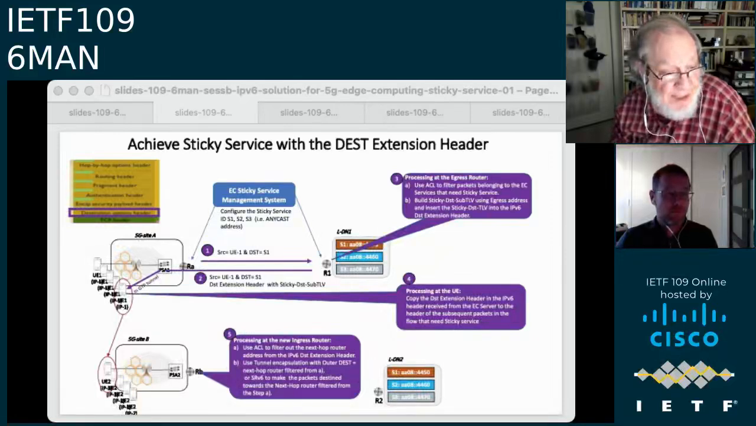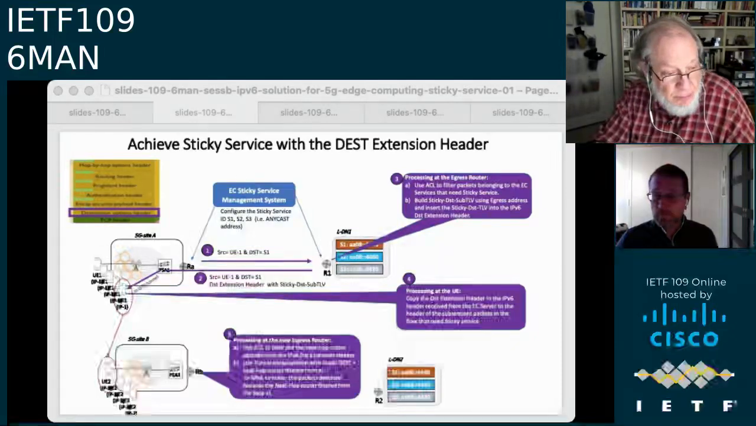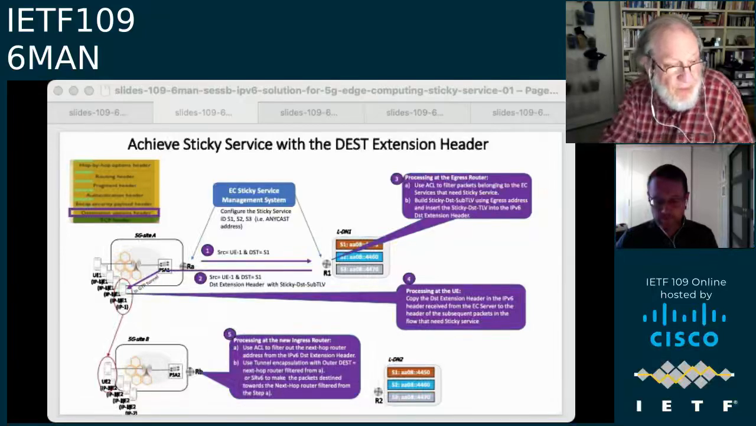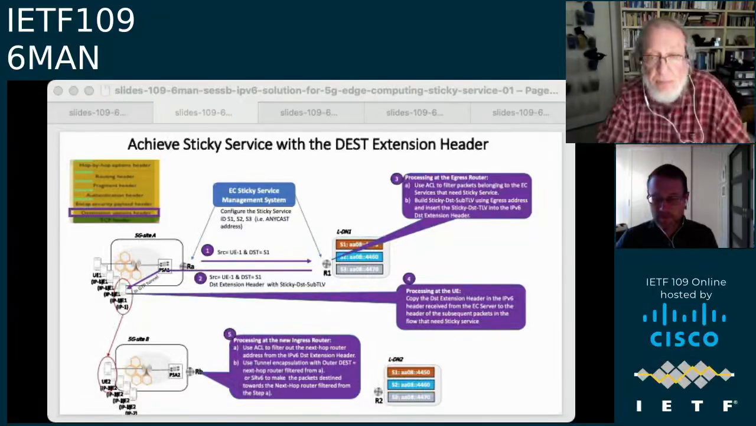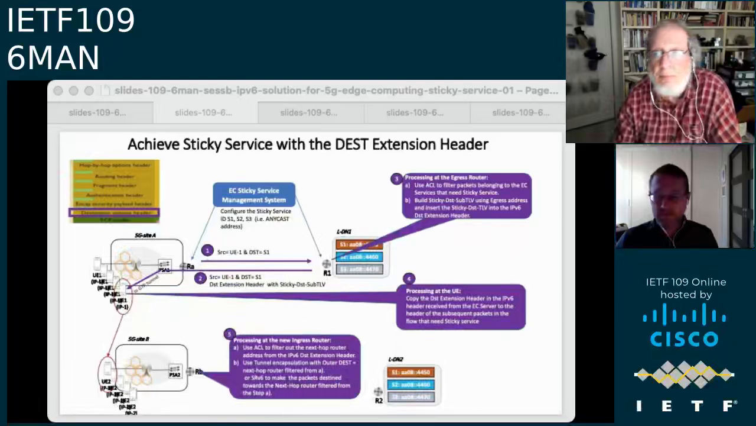So with that, when the UE moves to anchor to the PSA2, the traffic comes to the router B, and router B will be informed by the sticky service management system to filter out those packets and to identify the original egress router, which is R1. With that information, router B can either use a tunnel or use segment routing to forward the packet explicitly to router R1 to achieve the service being sticky to the original server.